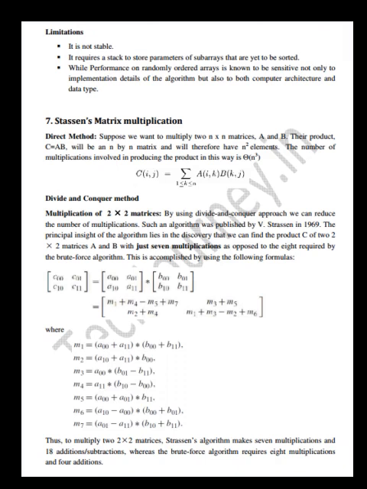Thus, to multiply 2 by 2 matrices, Strassen's algorithm makes 7 multiplications and 18 additions or subtractions, whereas the brute force algorithm requires 8 multiplications and 4 additions.